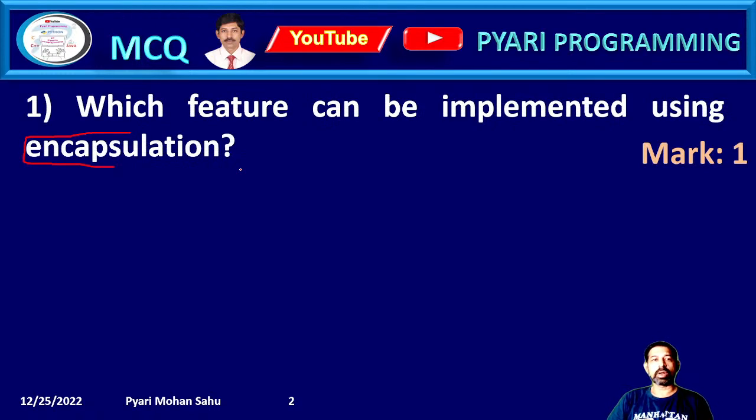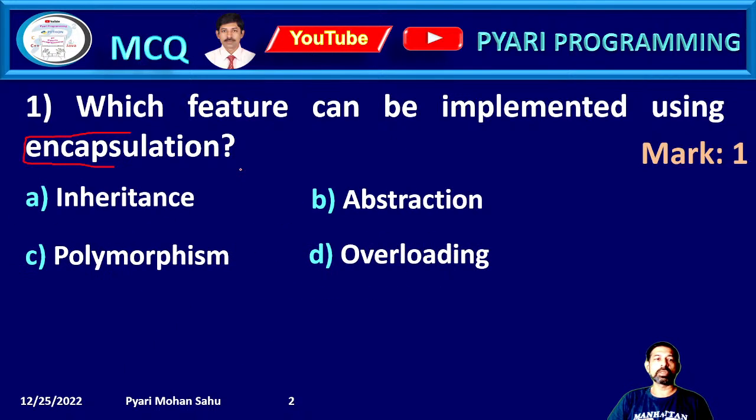So first of all our MCQ: which feature can be implemented using encapsulation, and these were my options. As I already told you, it is emphasizing on your encapsulation. So based on encapsulation only we are going to find out the features. Otherwise, all these features belong to your OOPS concept only.